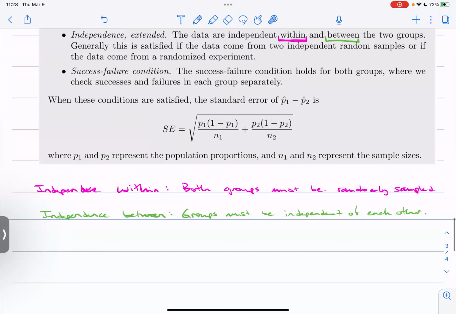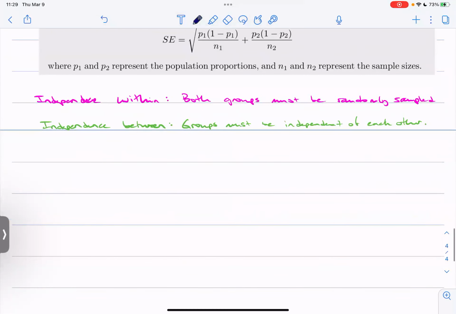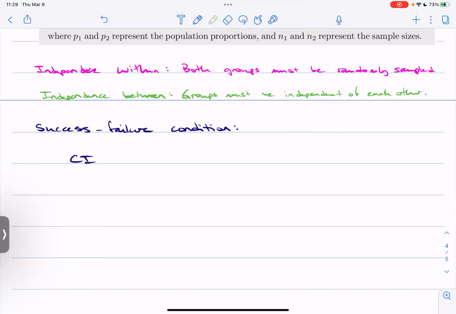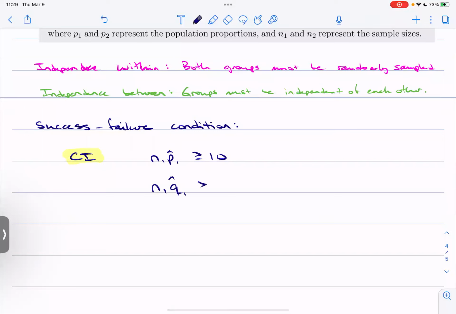Now the success failure condition has to hold for both groups. So both groups have to have a big enough sample size. Depending on if we're doing a confidence interval or a hypothesis test, the success failure condition is going to change slightly, just as it did for one sample proportion. I'm just going to dive right in and tell you what they are. If you're doing a confidence interval, then you need to check that N1 times P1 hat is greater than or equal to 10. N1 times Q1 hat has to be greater than or equal to 10. And the second sample size also has to satisfy it: N2 times P2 hat, and N2 times Q2 hat. Both of these have to be greater than or equal to 10.